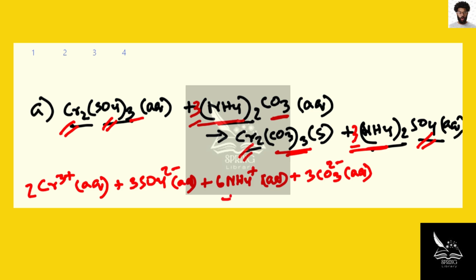And on the product side we will have, since it is a solid product, that means it will remain as a neutral molecule, it will not be ionized, Cr2(CO3)3 as a solid, and then again we have 6 ammonium and 3 sulfate.